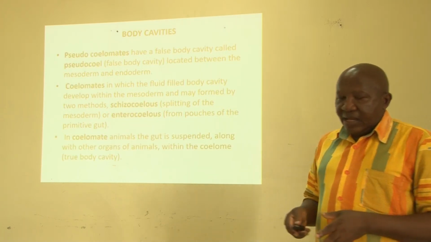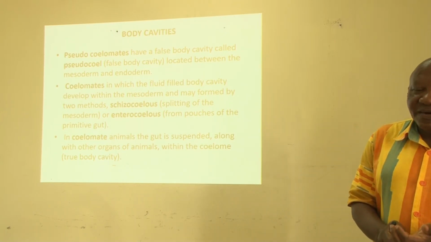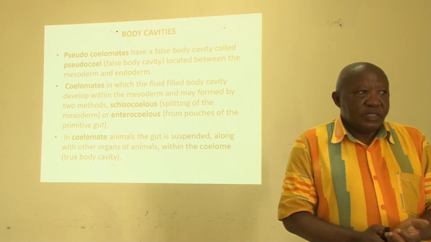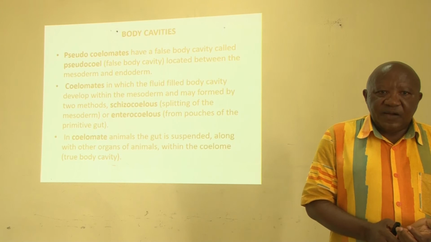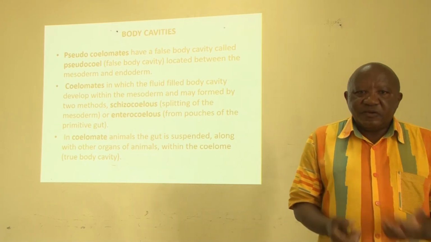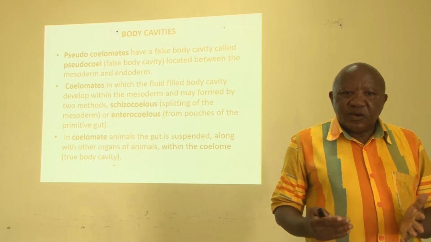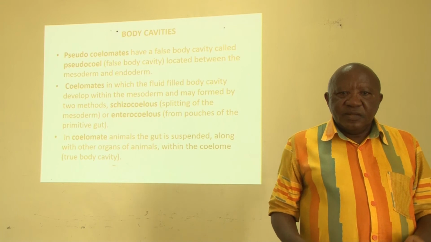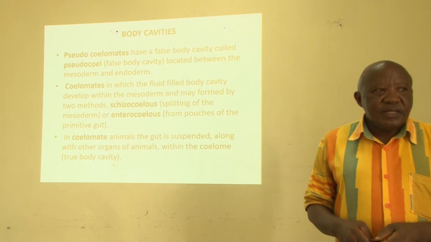So let's look at the types of body cavity. We have the acoelomates, which have no body cavity at all, and these include all lower animals. We have the pseudocoelomates. Pseudo meaning false. These have a false body cavity called the pseudocoel, a false body cavity located between the mesoderm and the endoderm.